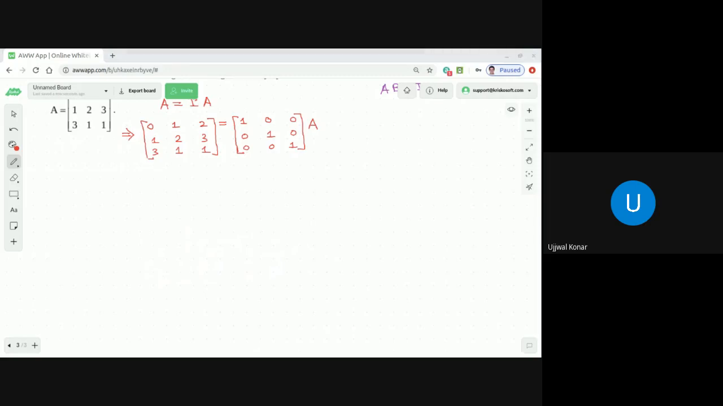What I am thinking, students, is interchanging row 1 and row 2. So this is my operation: row 1 and row 2 are getting interchanged. If I interchange row 1 and row 2, what will we get in the left-hand side? It will be 1, 2, 3, 0, 1, 2.